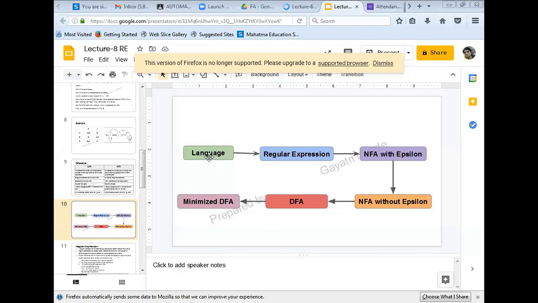But it is difficult for some languages to directly design a DFA. So what we usually do is write an RE for the language, then design an NFA with epsilon for the written RE, then an NFA without epsilon, and then a DFA, and then we minimize the DFA. These are the steps that we follow. We'll see them one by one. In today's lecture, we'll see language to RE.